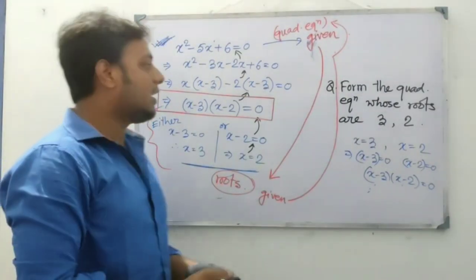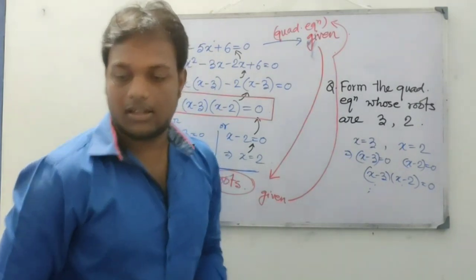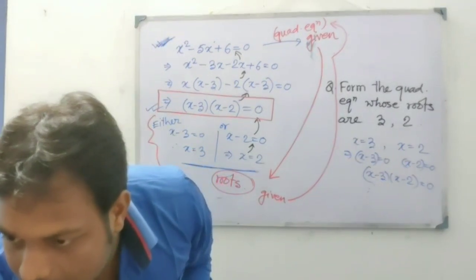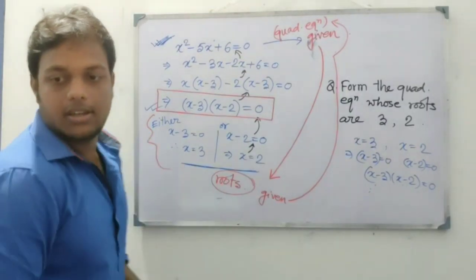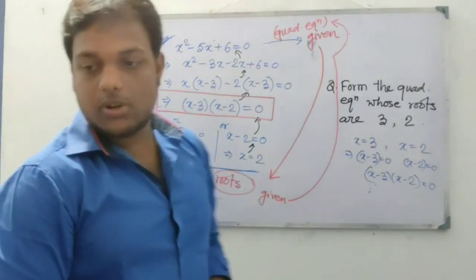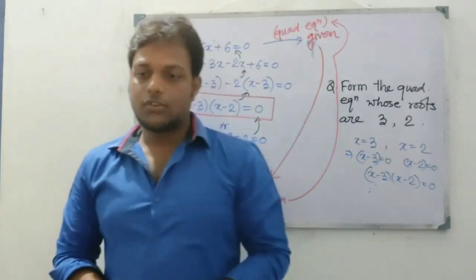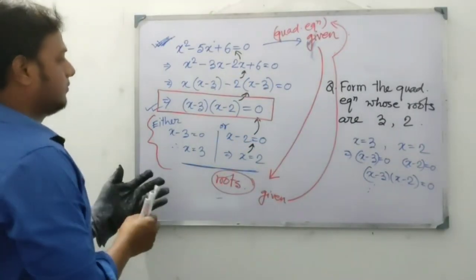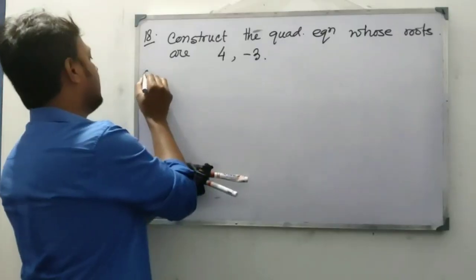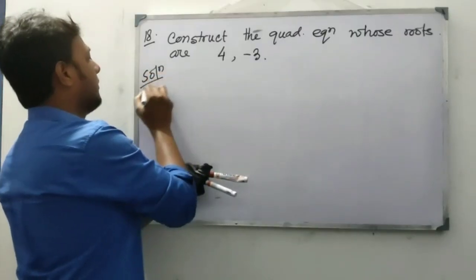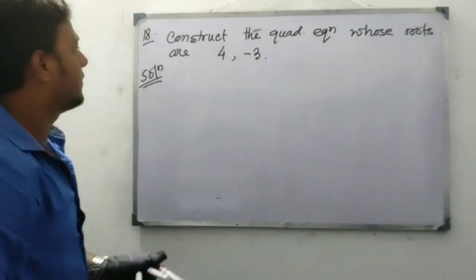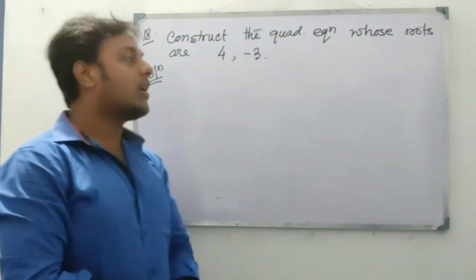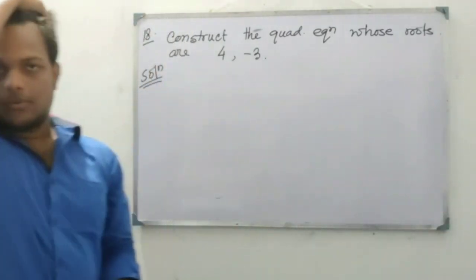Okay, I am considering an exercise problem. Hope you understand all this. Okay, see problem number 18. Construct the quadratic equation whose roots are 4, minus 3. I am solving it. Okay. One is minus 3. So I have to construct the quadratic equation.